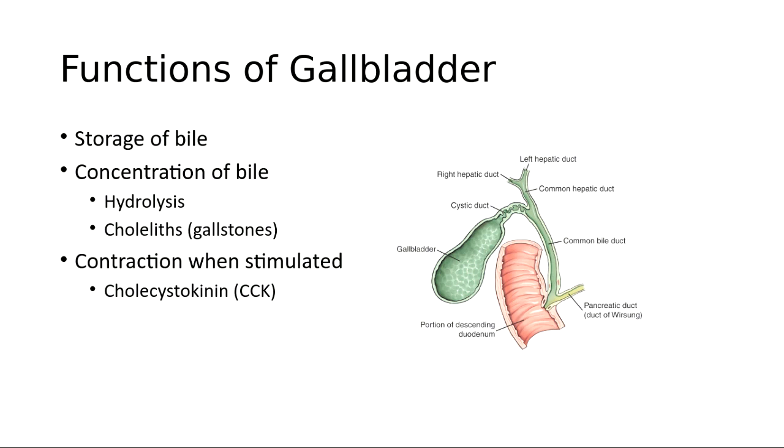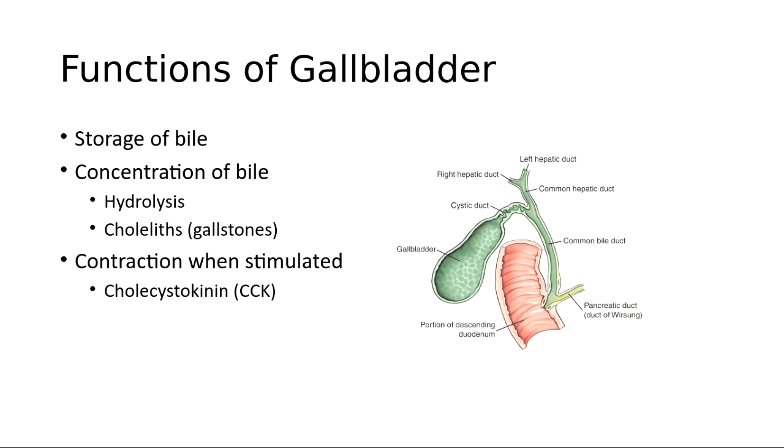Functions of the gallbladder, there's actually three functions. It's where bile is stored, it concentrates the bile, and it contracts when it gets stimulated. So if it's not needed for digestion, then the bile will actually go to the gallbladder and be stored for future use. Bile gets concentrated in the gallbladder because there's hydrolysis that takes place, or removal of water.